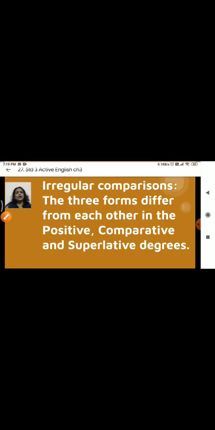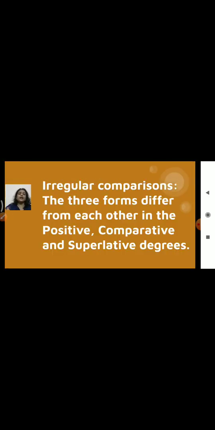Now, again there are a few words, they are called irregular comparison. A few adjectives are there. The three forms, that is the positive, comparative and the superlative, these three degrees. Now these three forms differ from each other. They are not the same. When we form the positive, comparative and superlative degree, they will not be the same. Some other words will be there.